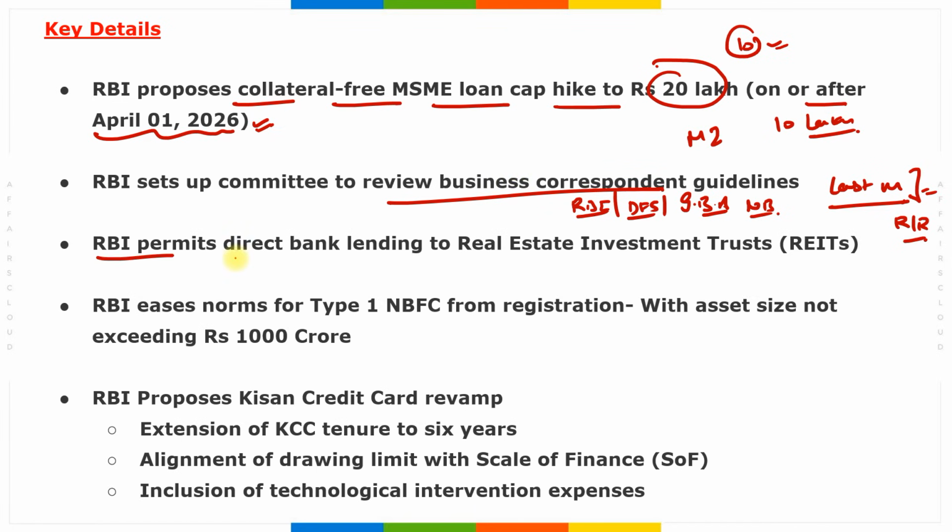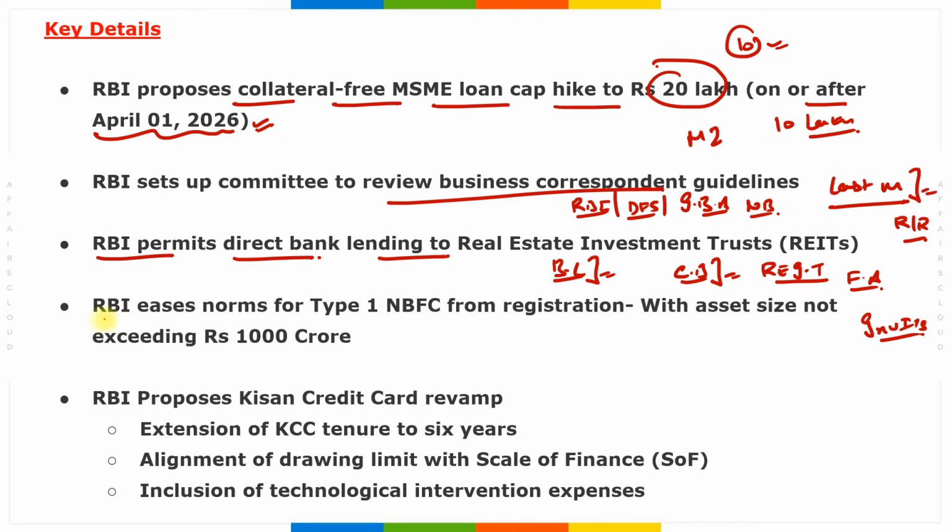Next is RBI permits direct bank lending to the real estate investment trust. This point is again very important. The RBI has now proposed to permit commercial banks to lend directly to the real estate investment trust with safeguards in a move aimed at improving financial access for the real estate sector. This decision is also aligned with the existing rules that allow bank lending to infrastructure investment trusts, which are also known as InvITs, which operate under a similar structure.